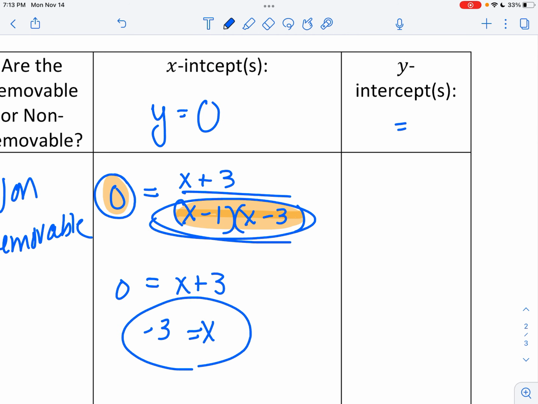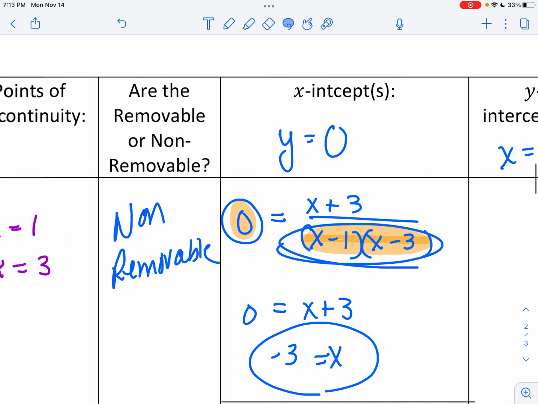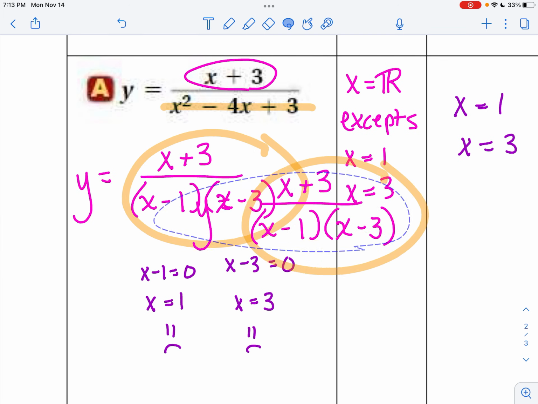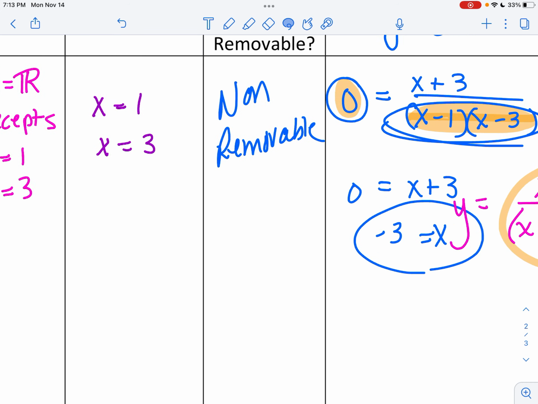What about the y-intercept? That's when x equals 0. That is correct. Okay, let's do that. So let's grab our equation over here. I feel like this time I could probably just rewrite it, but that's okay.